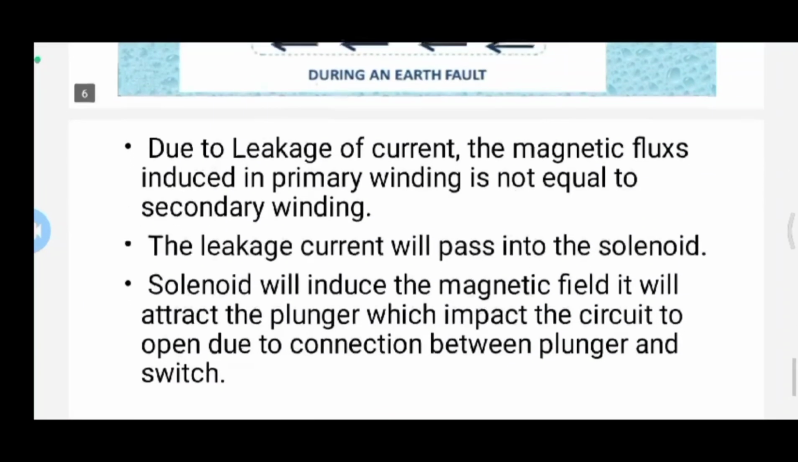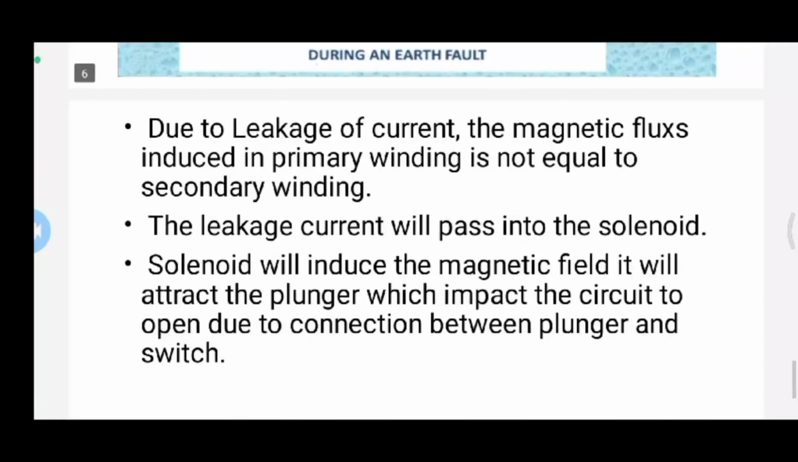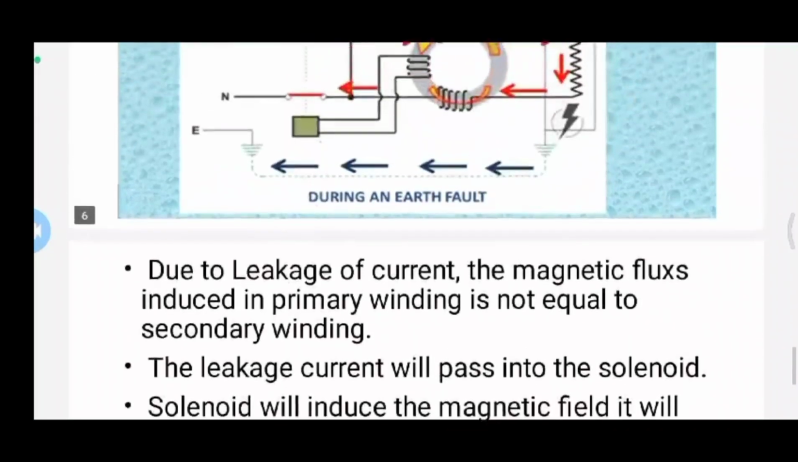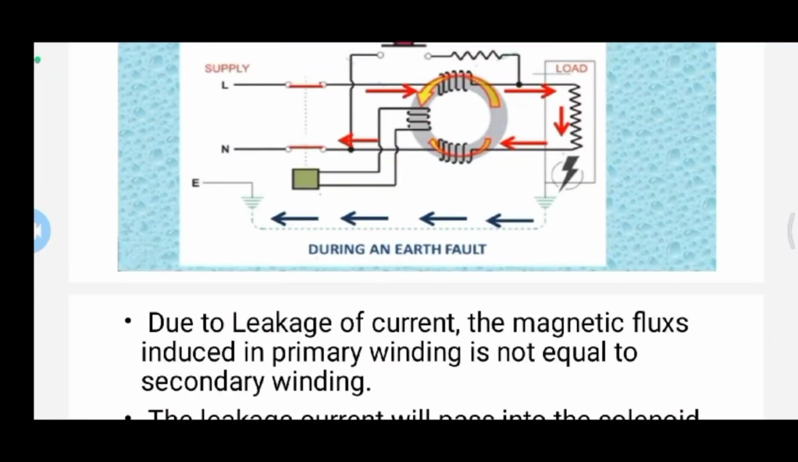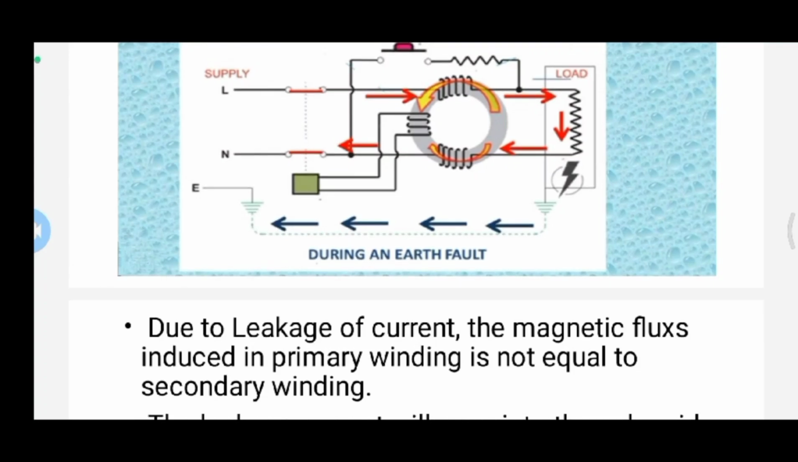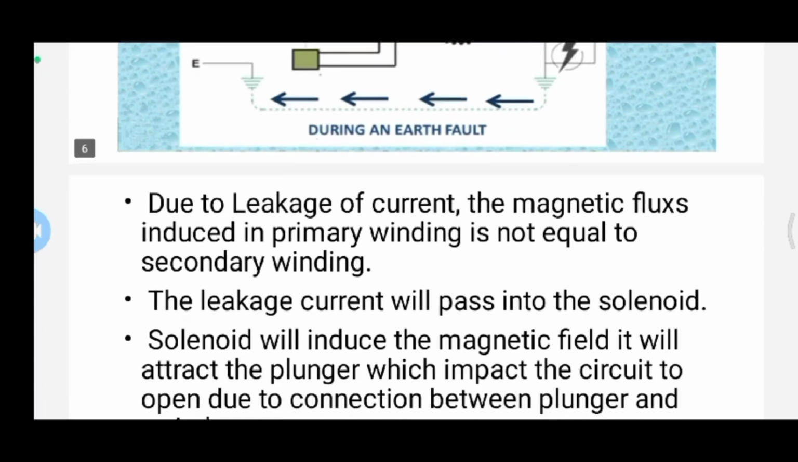Here, due to the leakage of the current, the magnetic flux induced in the primary winding is not equal to that in the secondary winding, because of the imbalance of the current.